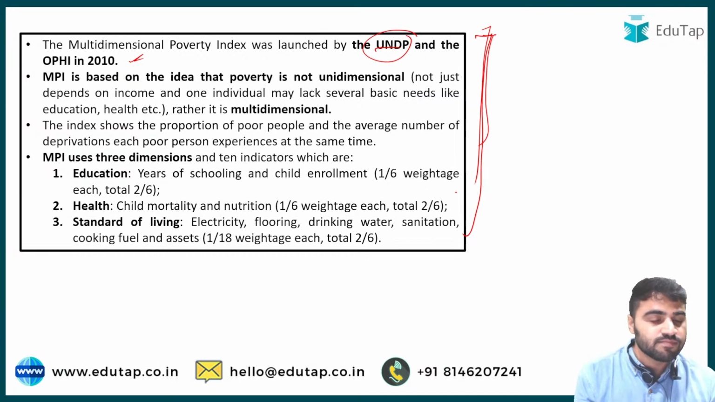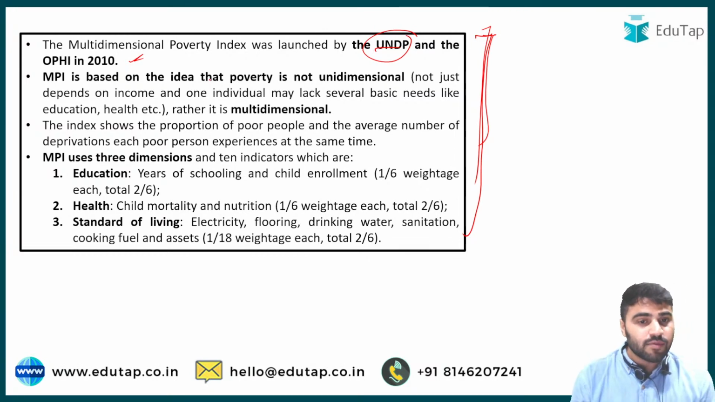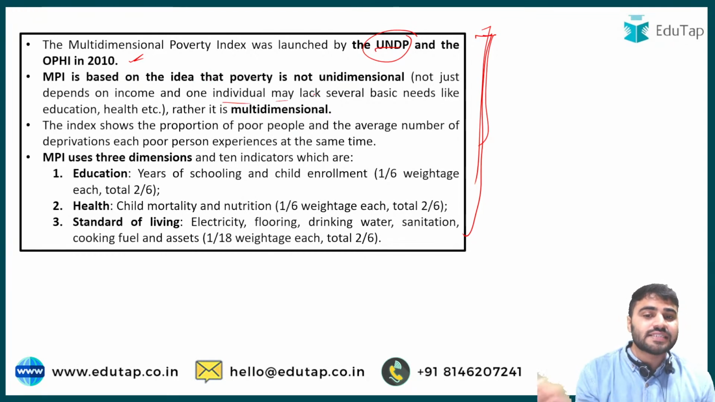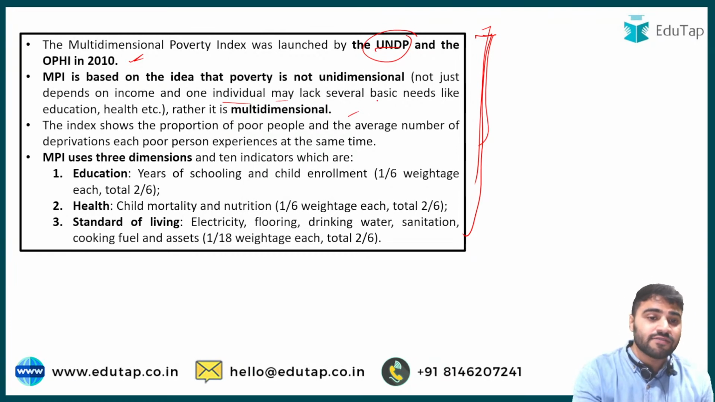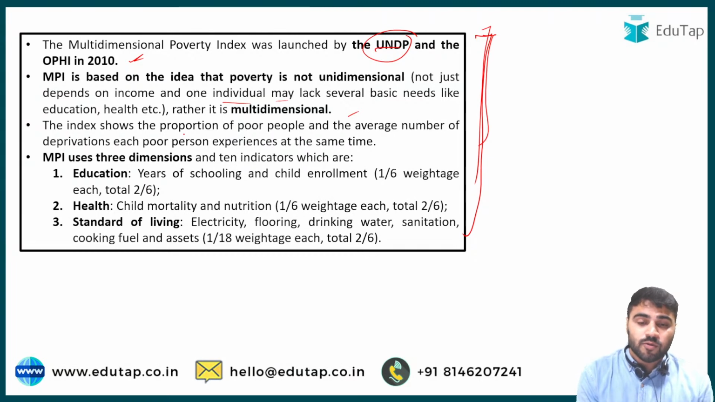So MPI is based on the idea that poverty is not unidimensional, it does not just depend on income, and one individual may lack several basic needs like education, health, etc. Rather, poverty is multidimensional, right? So it is not unidimensional, rather it is defined as multidimensional. So the index shows the proportion of poor people and the average number of deprivations each poor person experiences at the same time.